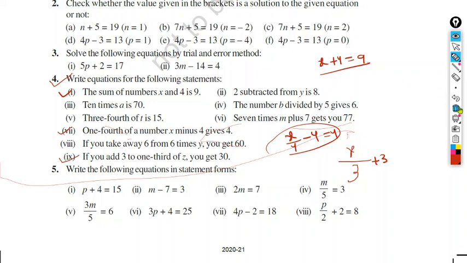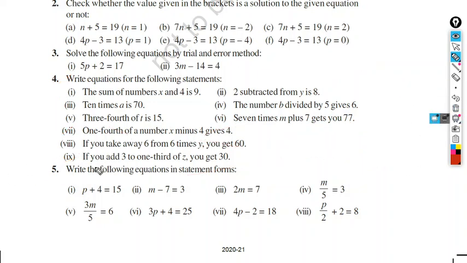Sorry, it's not x. If you add 3 to 1/3 of z, not x, so z divided by 3, that is 1/3 of z. And now if you add 3, you will get 30. It will be equal to 30. Okay. Now the rest of the question, please try yourself.